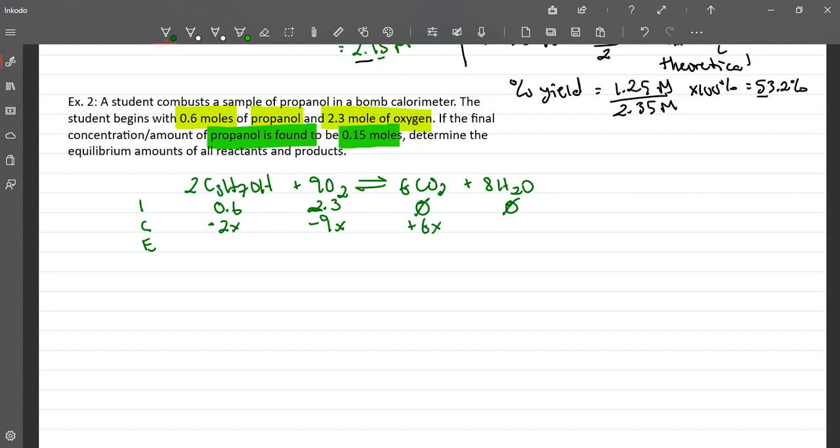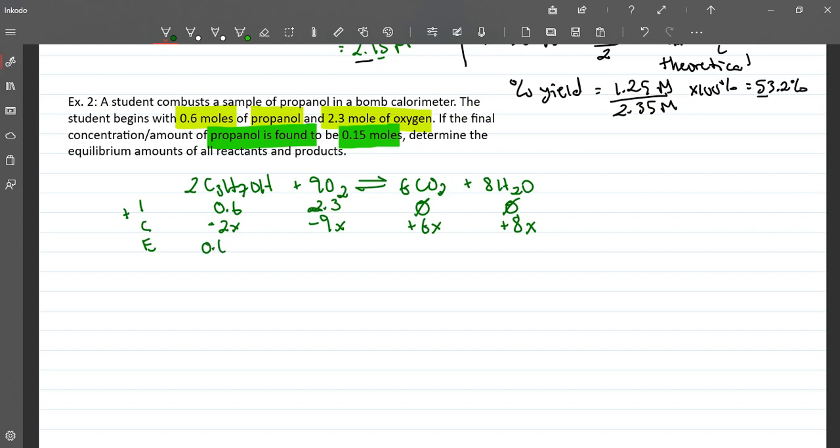We don't know what this x value is, but we do know that it is proportional to the coefficient in the balanced equation. And now for water, we're going to get an increase in moles of water, not concentration. That's for later discussion. Here we get an increase of 8 times x. Now we take I and C, we add them together for expressions of all of these species at equilibrium.